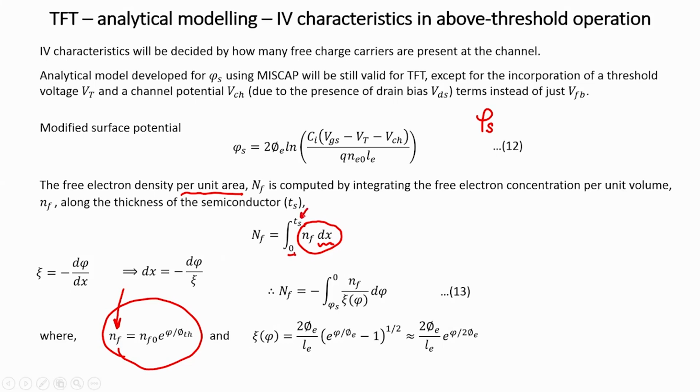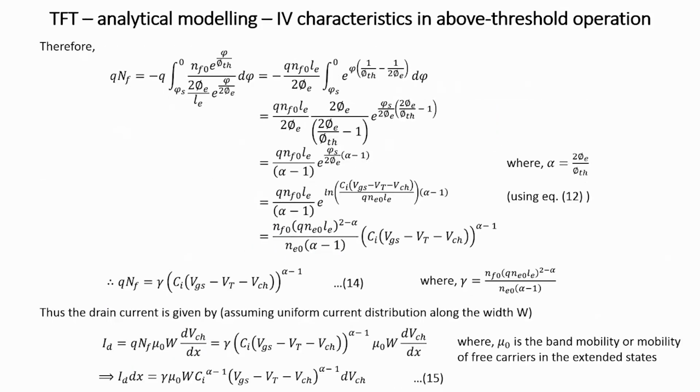So, the point is thin film transistors are made up of thin film semiconductors, and what we are saying here is that NF is the free carrier concentration through the entire thickness of the semiconductor, and by performing this integral we identify the free carrier concentration per unit area. So, that integral is solved out here in full detail, and we find that the free carrier concentration per unit area is given by this particular expression here.